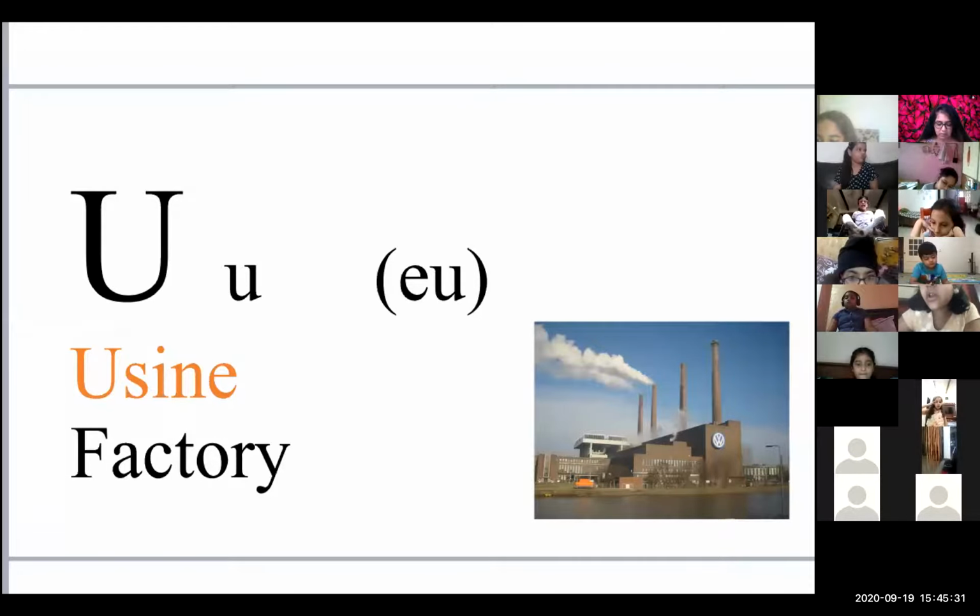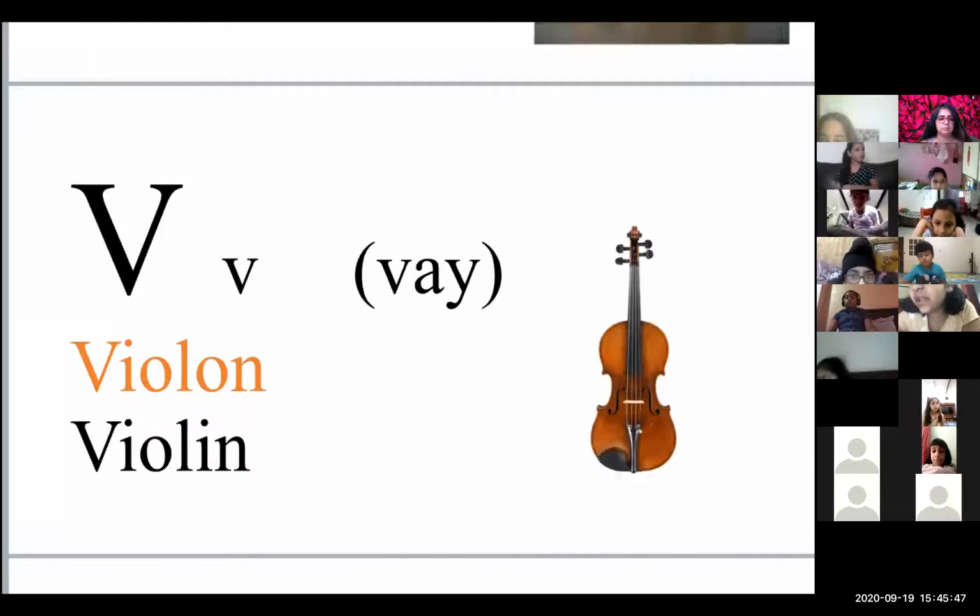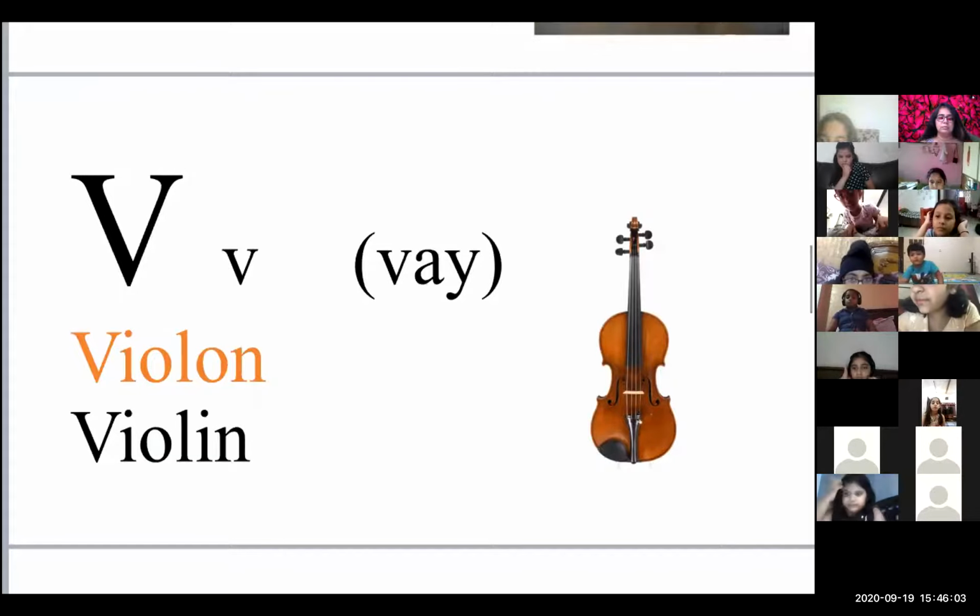In French, we say "you". "Usine" means factory. Very nice. V. In French, V is pronounced "vay". From V it is violon. Violon means violin.